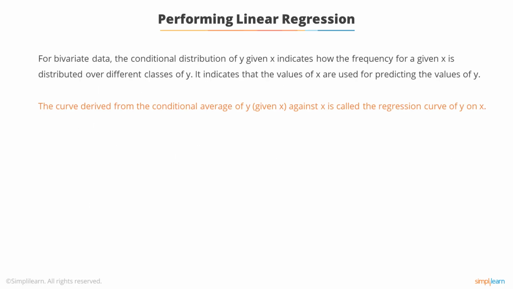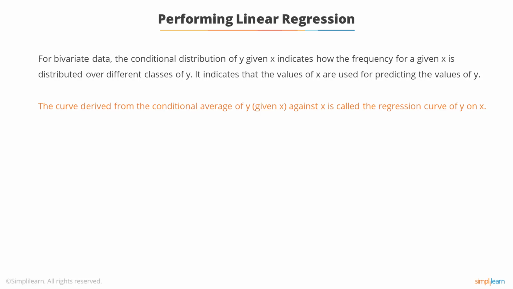Now when performing a linear regression for bivariate data, the conditional distribution of y given x indicates how the frequency for a given x is distributed over different classes of y. It indicates that the values of x are used for predicting the values of y. And the curve derived from the conditional average of y given x against x is called the regression curve of y on x.